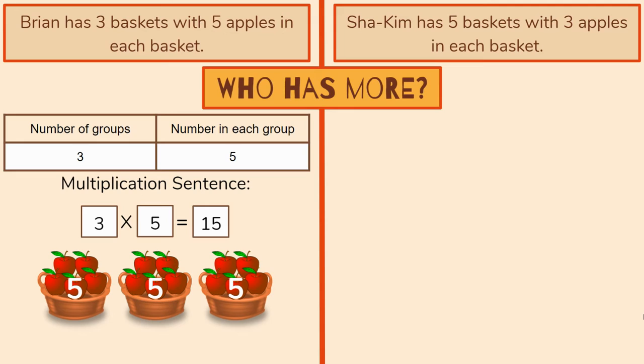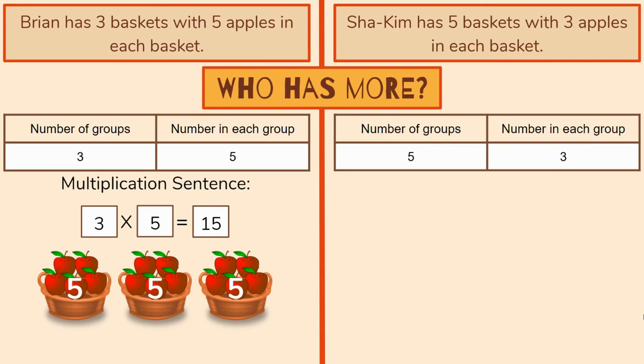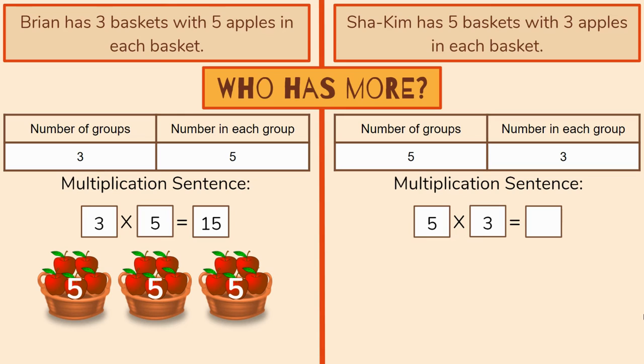So now let's look at Shakim. Shakim has 5 baskets with 3 apples in each basket. So he has 5 groups with 3 in each group. 5 baskets is our number of groups, and 3 apples in each basket is the number in each group. So Shakim's multiplication sentence is 5 times 3 equals something. Or we could say 5 groups of 3 equals our total number of apples. So let's draw a picture.